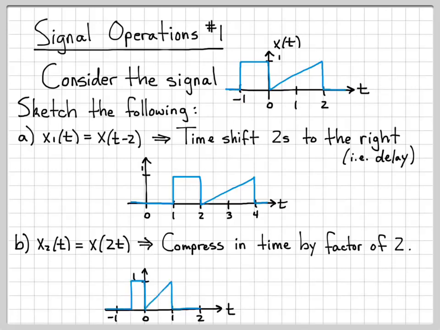So if we draw it, it looks just like our original picture, except all the points have been divided by 2 essentially. So that is what our compressed signal looks like. It's been squished in time. All right, let's do another one.